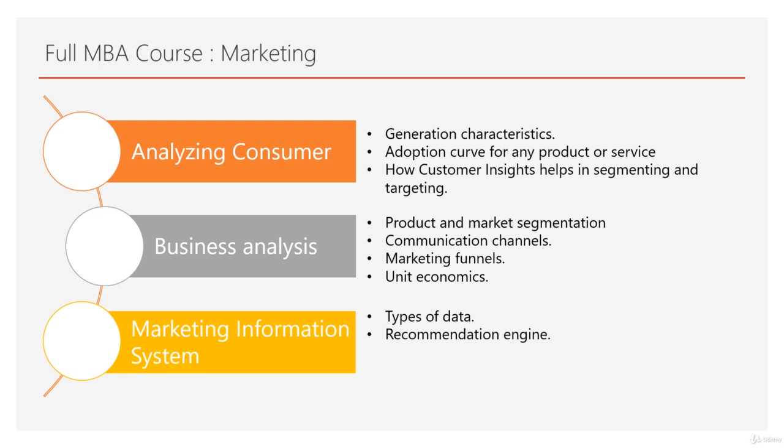In the third part of the marketing information system, we will try to understand what the different types of data are. And in the last topic, we will understand how the recommendation engine of Netflix and Amazon is generating a lot of revenue.